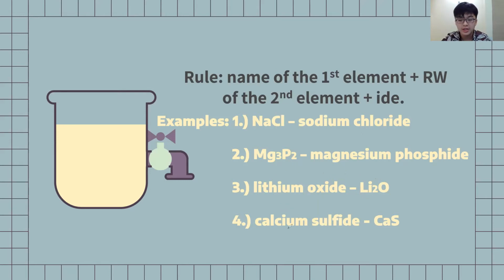So we have calcium sulfide. Calcium here is in 2A, so the oxidation number is +2. And sulfur is in 6A, so the oxidation number is -2. So we cross multiply these, which makes it 2 and 2. And here we can simplify it to 1 and 1. So the answer will be calcium sulfide, CaS.